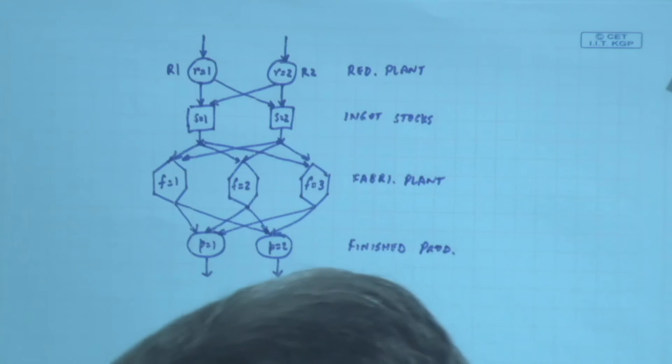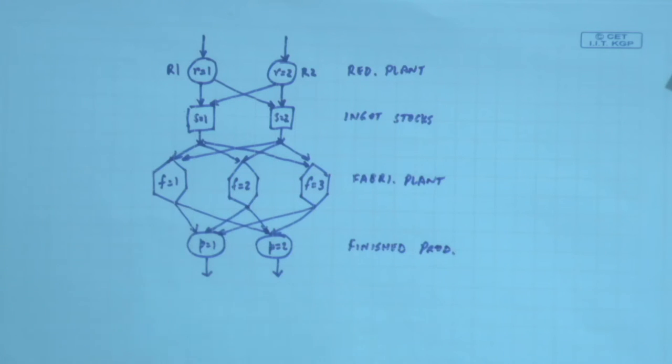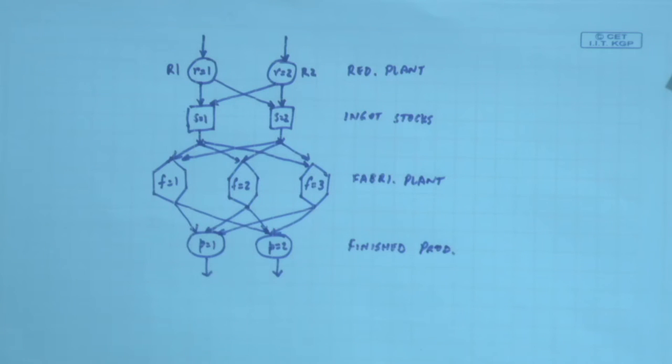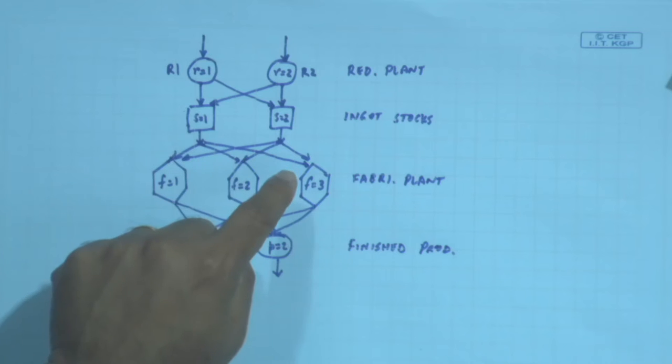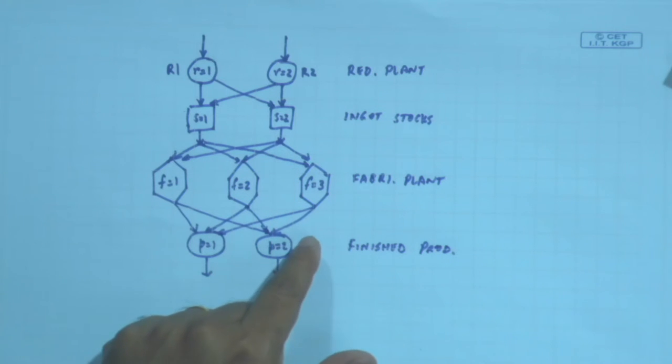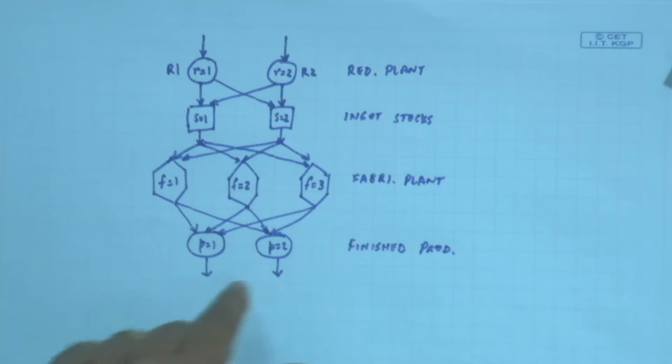Okay, let's continue. In total, there are two reduction plants. Let's check. Two reduction plants, R equal to 1 and 2. Two ingot stocks, S equal to 1 and 2. Three fabricating plants, F equal to 1, 2, 3. And two finished products, P equal to 1 and P equal to 2. So the first paragraph is done.